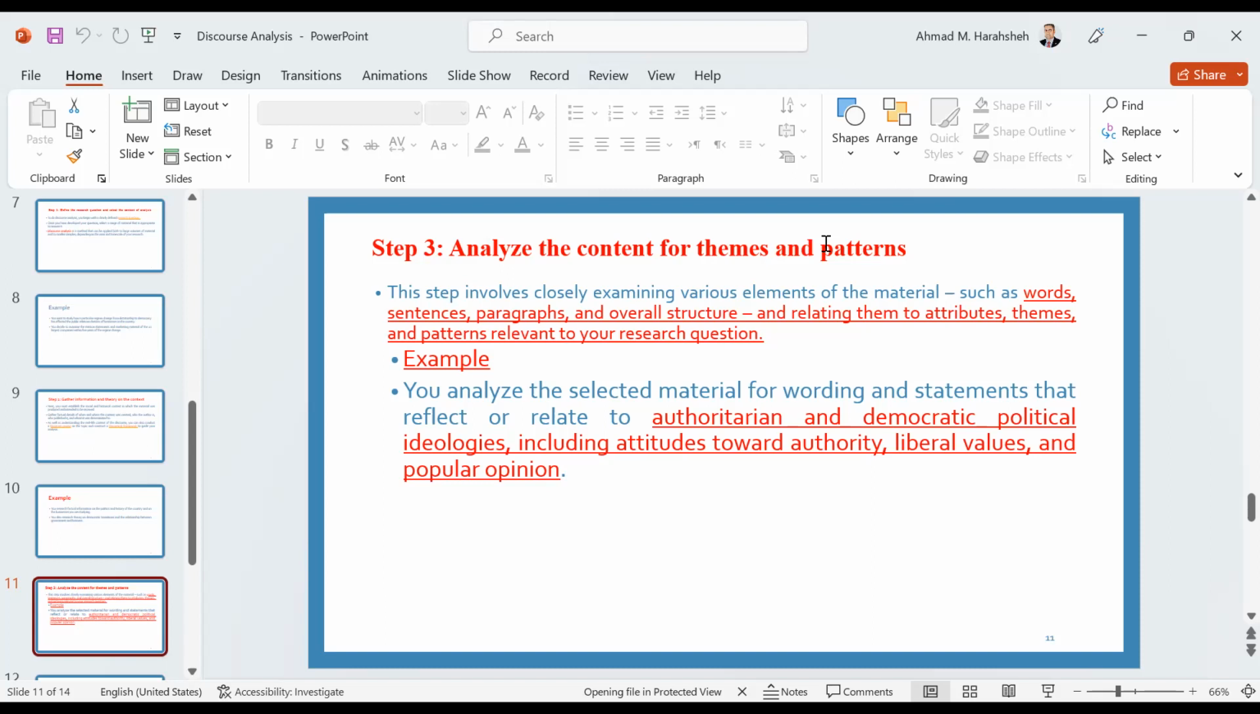Themes, as we said: religious themes, proverbs, culturally specific words, and sometimes taboo words.